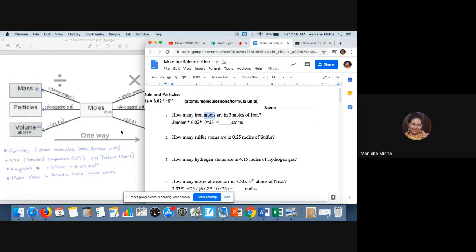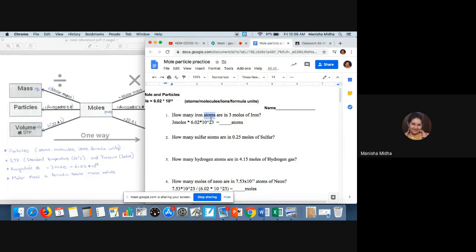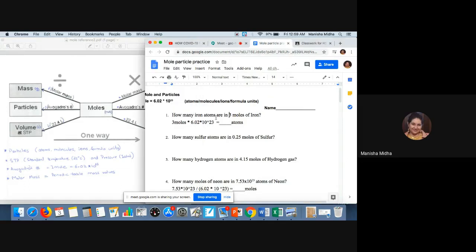So it says atoms. And I told you right here in our notes, atoms represent particles. Any of these words you see, that represents particles. So because we are looking for atoms, we are going in the direction of particles. So from moles to particles, the roadmap is telling us to multiply from left to right. We are multiplying here. So the given value, which is 3 moles, multiplied by the constant 6.02 times 10 to the power 23. That's the number you are going to multiply with. And whatever you get, that would be the answer.